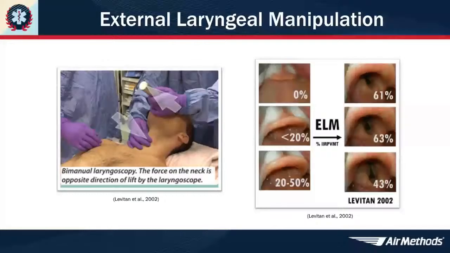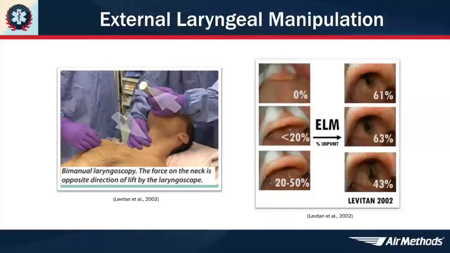External laryngeal manipulation is something that can help you, specifically if you have patients that have an anterior airway. This is something that you kind of have to practice, because if it's not done correctly, it can actually hinder you. So practice this with your partner on your airway heads.